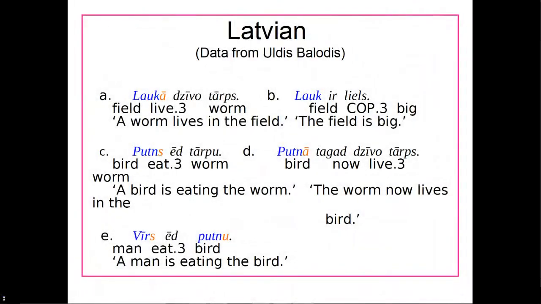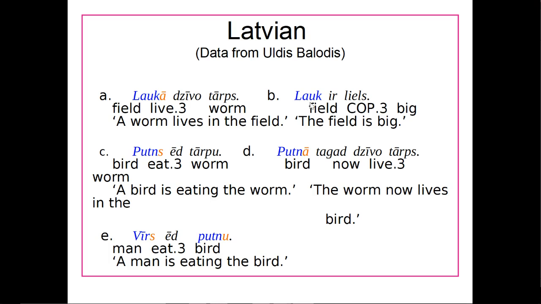But I do have some examples of cases in a language that uses them. English doesn't have a whole lot of usage of cases, so I'm giving you an example from Latvian. So in Latvian, we have the word for field, lauka. We have the word for live, dzīvo, and the word for worm, tārps. So lauka has this ending on the end. That's telling us that the action of the worm living is happening in the field.